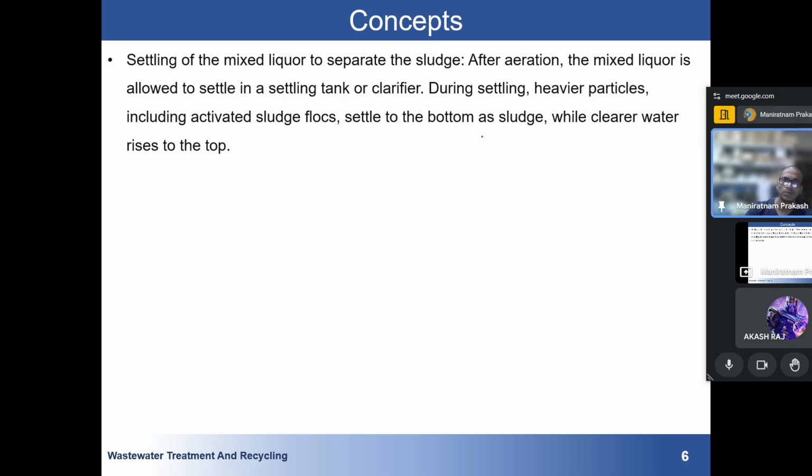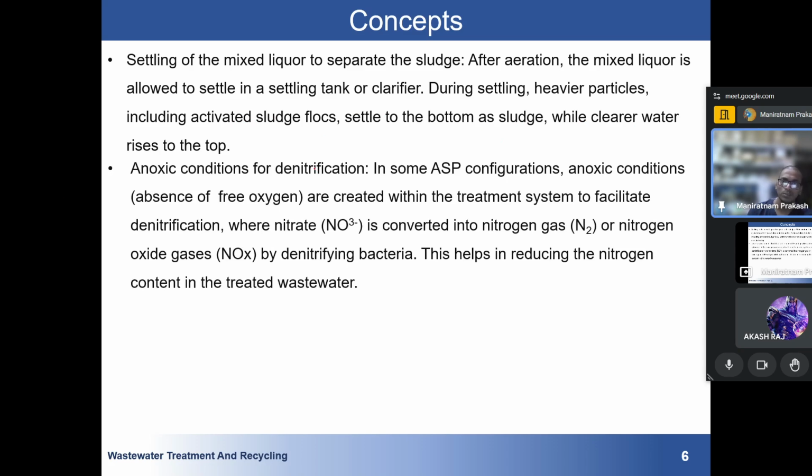Settling of the mixed liquor to separate the sludge. After aeration, the mixed liquor is allowed to settle in the settling tank or clarifier. During settling, heavy particles including activated sludge flocs settle to the bottom as sludge while the clear water rises to the top. Anoxic condition for denitrification.